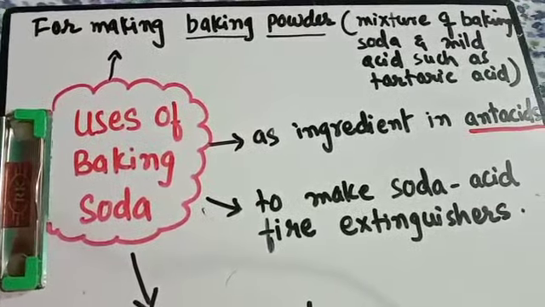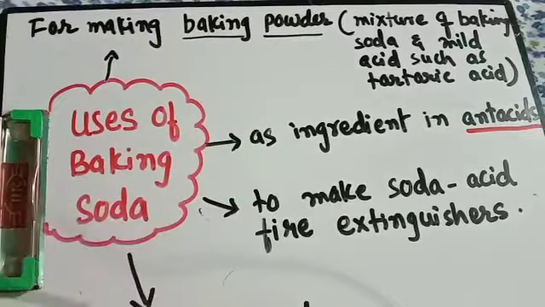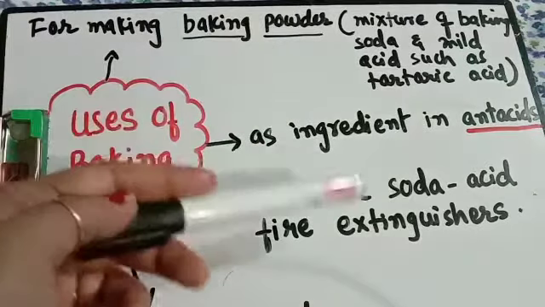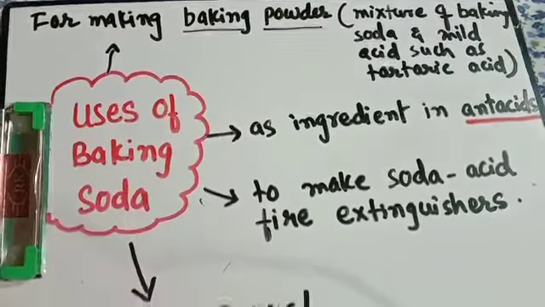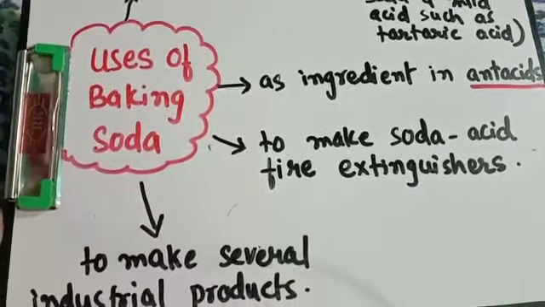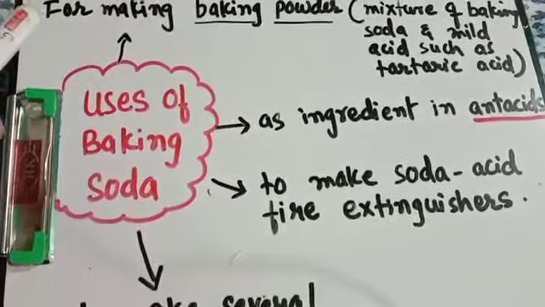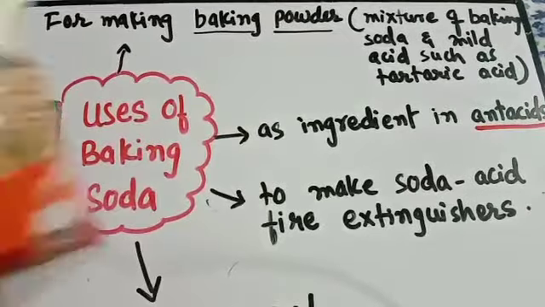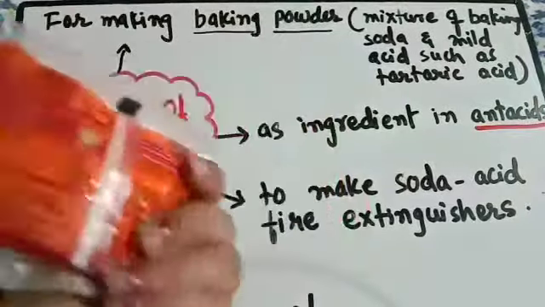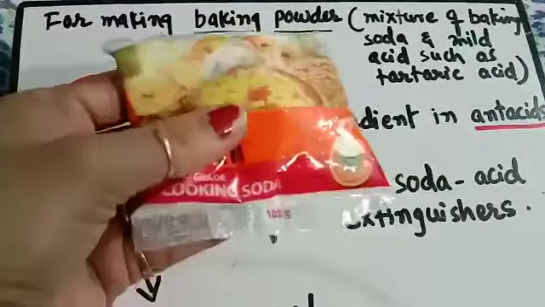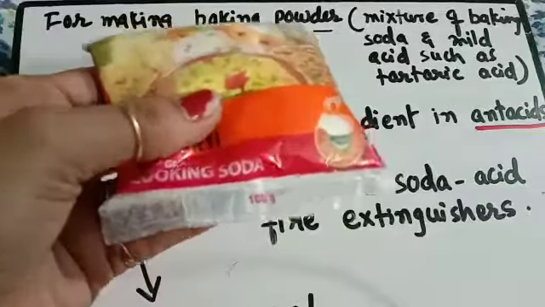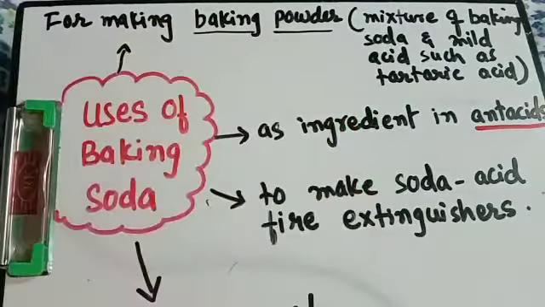So what are the uses? In short: in making baking powder, as ingredient in antacid, soda acid fire extinguisher, and to make several industrial products. Baking soda, I will show you. This is baking soda. You people are using this in your kitchen. Here it is written cooking soda. Okay, that's all for today.